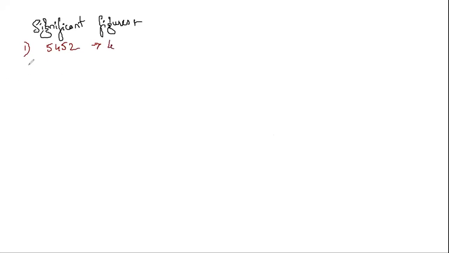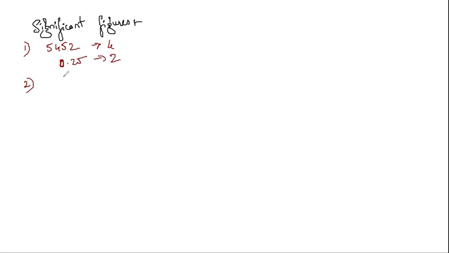Another example, say 0.25. How many significant figures are there? The zero is not significant. These 2 are significant. So there are 2 significant figures. So this is the first rule: all non-zeros are significant.